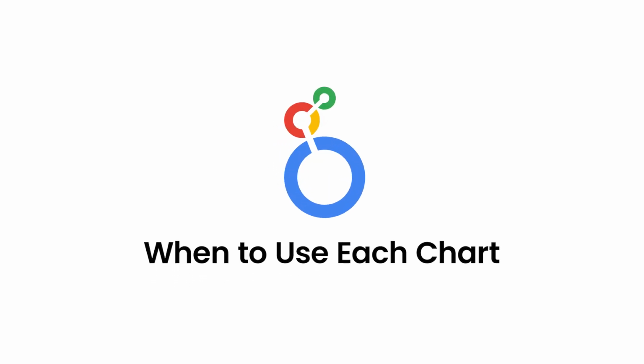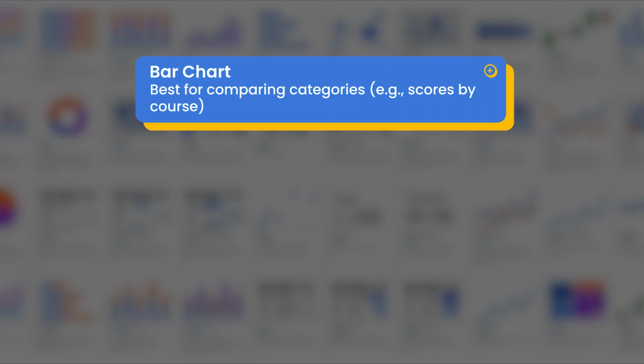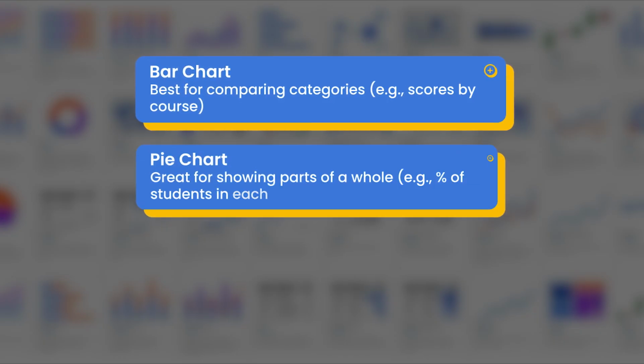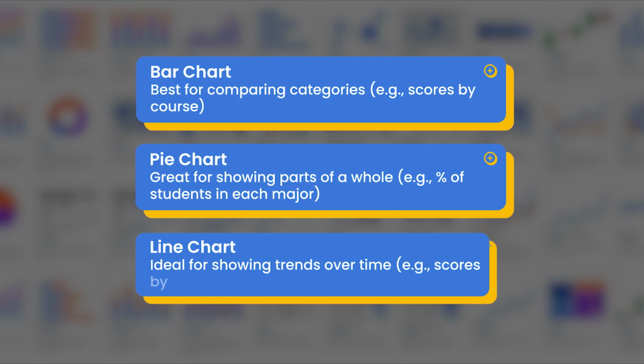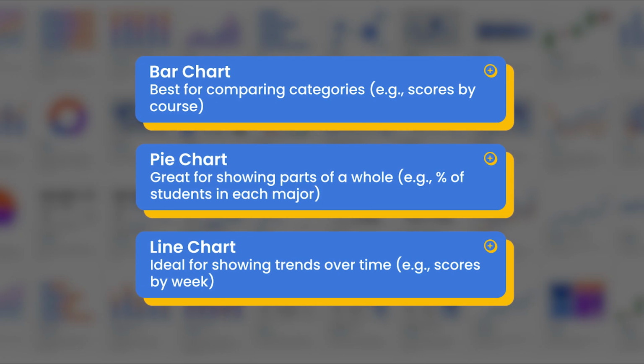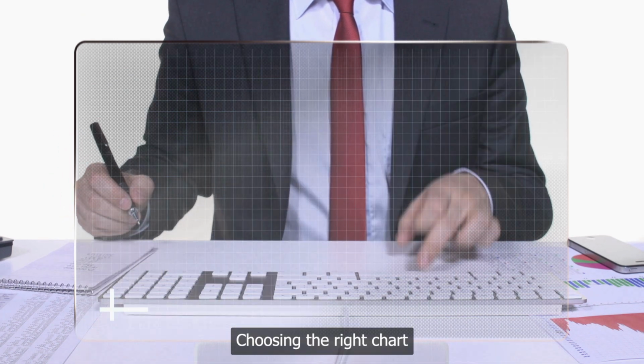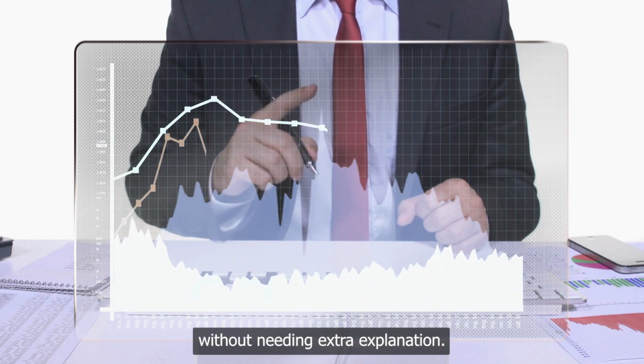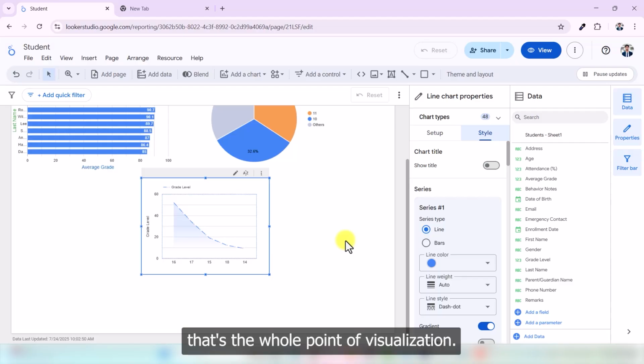When to use each chart. Bar chart, best for comparing categories, for example scores by course. Pie chart, great for showing parts of a whole, for example percentage of students in each major. Line chart, ideal for showing trends over time, for example scores by week. Choosing the right chart helps your viewer understand the data without needing extra explanation. That's the whole point of visualization, clarity.